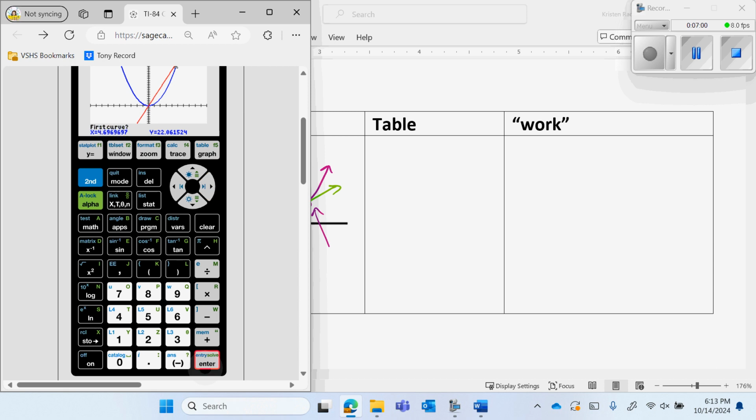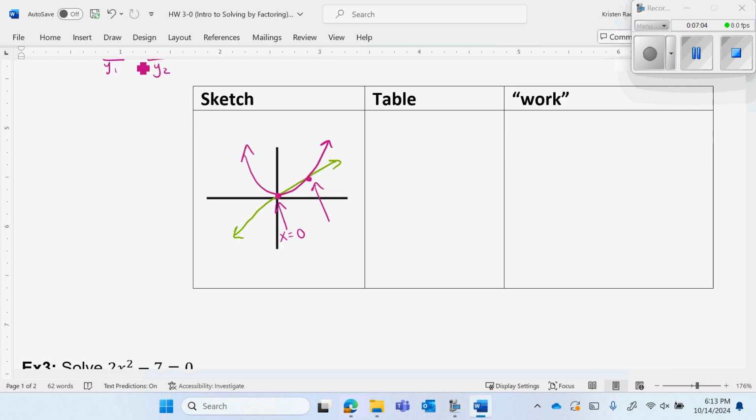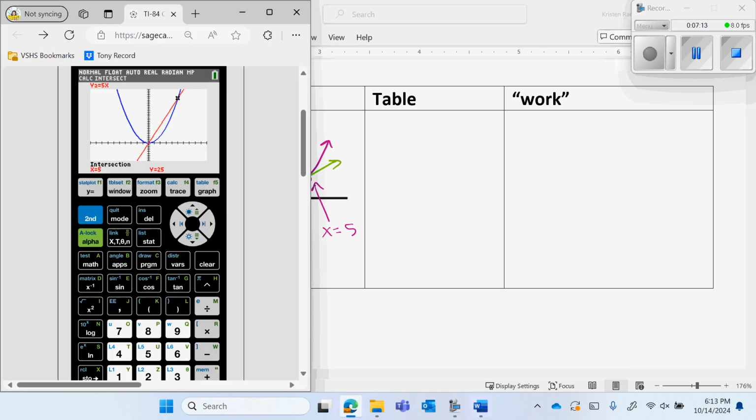Once you get close, hit enter 3 times, and it tells us that x is equal to 5. So I know that I should have 2 answers. I'm going to have 0, and I'm going to have 5. Let's double check in our table.